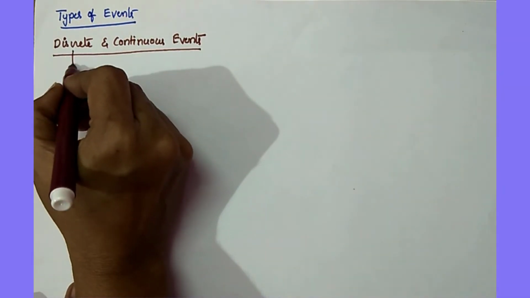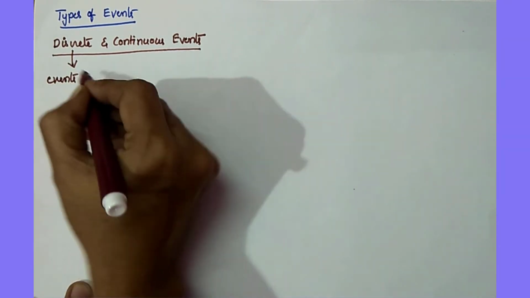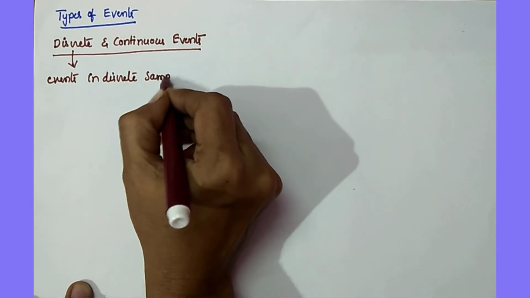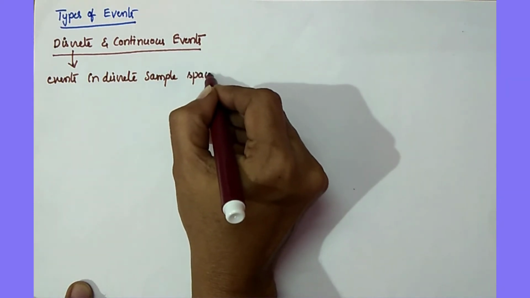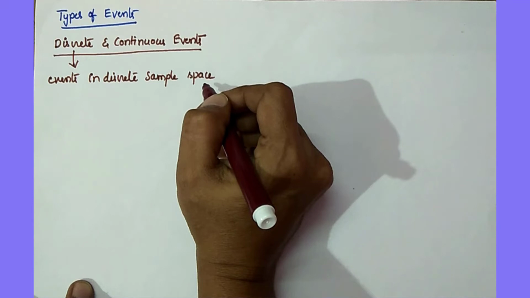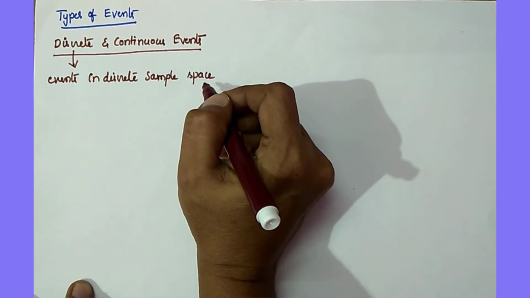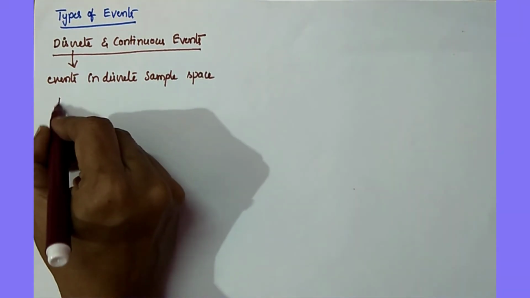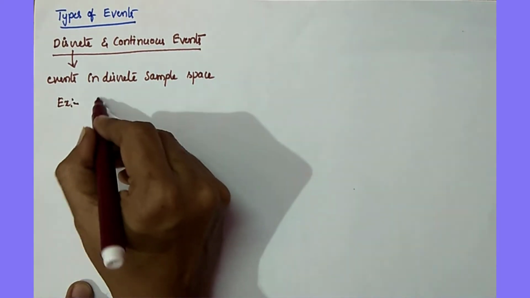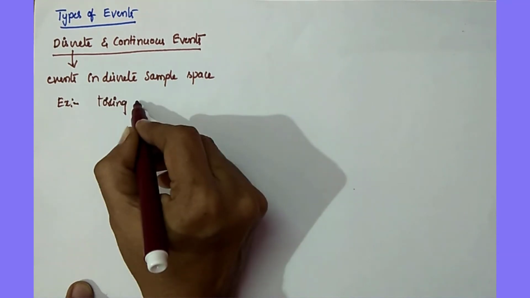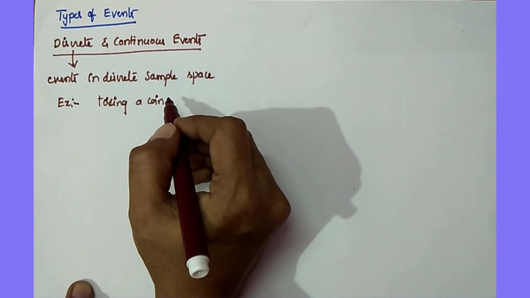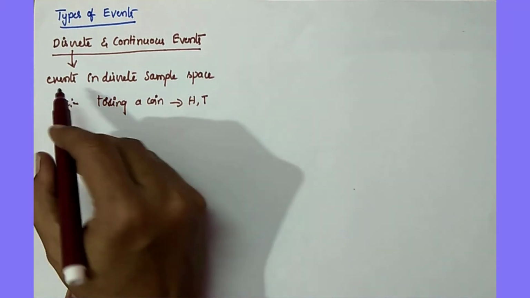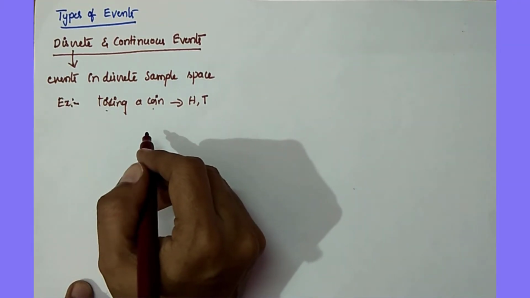What are discrete events? Events in discrete sample space. I already explained about discrete sample space. If the sample space is discrete, then the events are said to be discrete events. Suppose, what is the example? Tossing a coin is a discrete event because it gives only two outcomes, head and tail, discrete outcomes. So that is the reason this event is called discrete event. Same way, throwing a die.